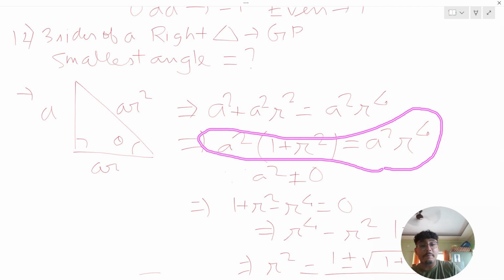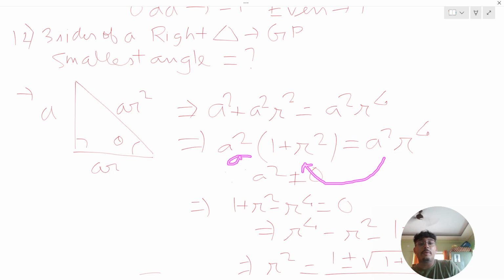Now here, if I bring this to my LHS and take a square common, it ultimately comes out to be a square into r to the power 4 minus r square minus 1 equals 0. Now the product of two expressions is 0, so either one of them must be 0. My a square can never be equal to 0, since then a would also be 0, and all the sides would be 0, which is not possible. Hence r to the power 4 minus r square minus 1 equals 0.